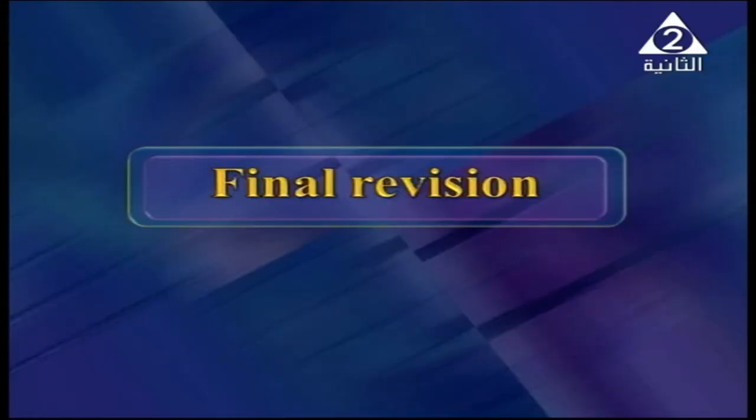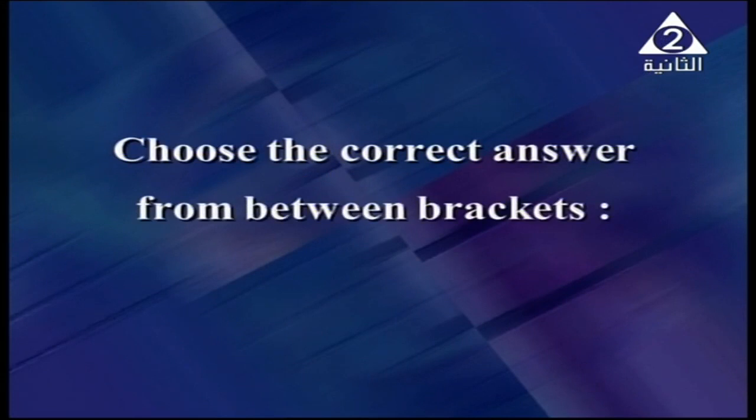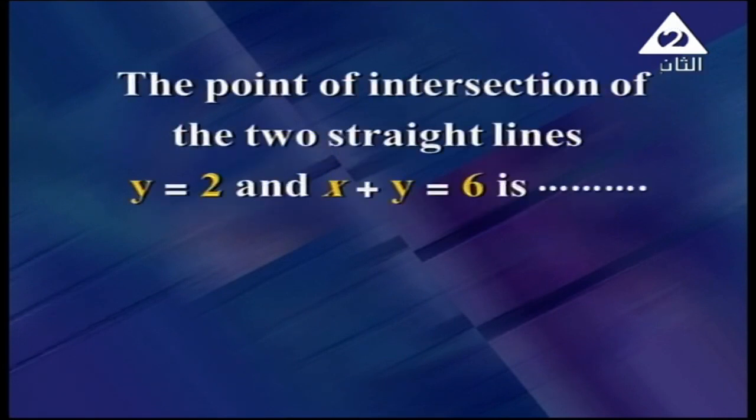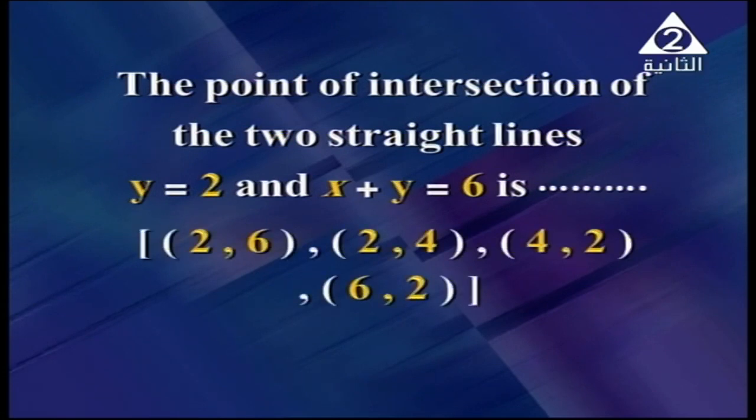Our final revision will start with the first question. Choose the correct answer from between brackets. The first example: the point of intersection of the two straight lines y equals 2 and x plus y equals 6 is what? Is it (2, 6), (2, 4), (4, 2), or (6, 2)?